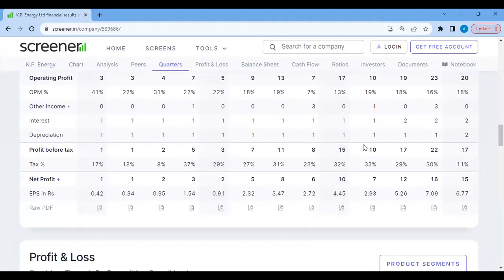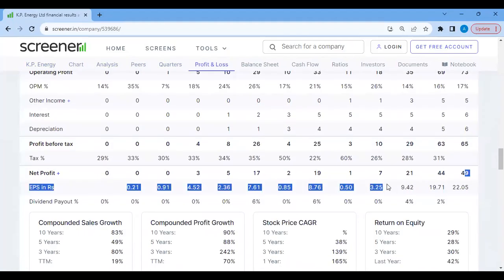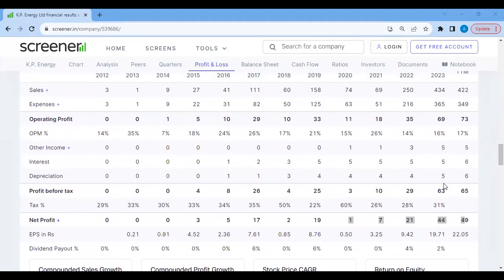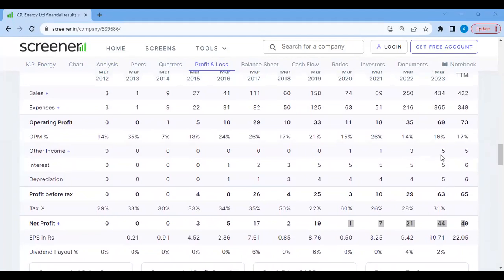Is this company a fast growth company or a slow growth company? It's a fast growth company. Will you want to buy this company at 10 P/E ratio? Yes or no?